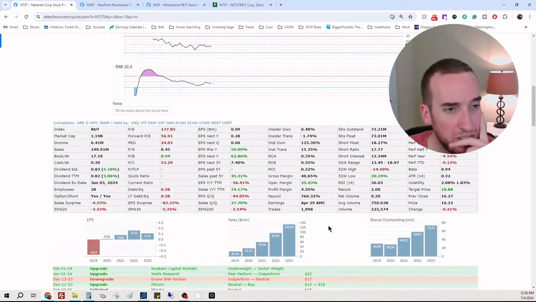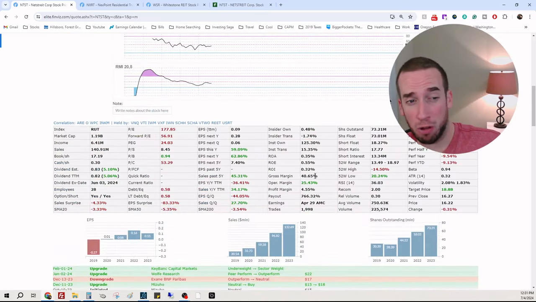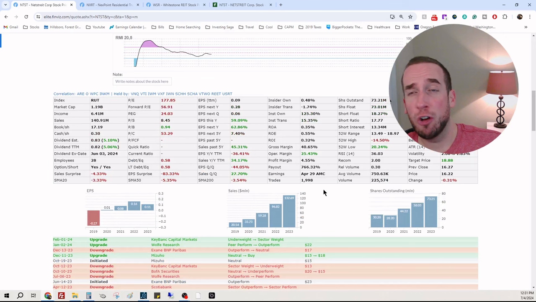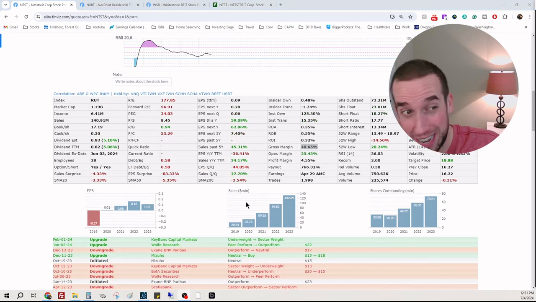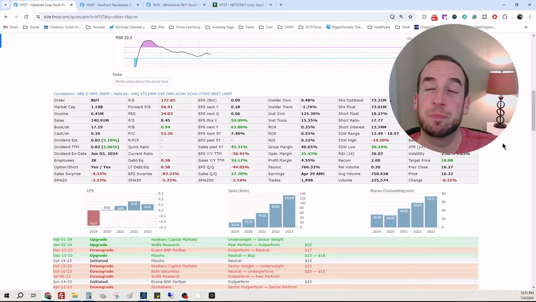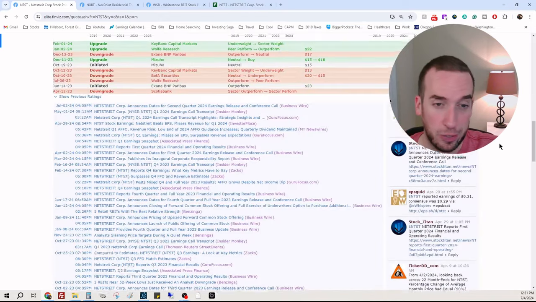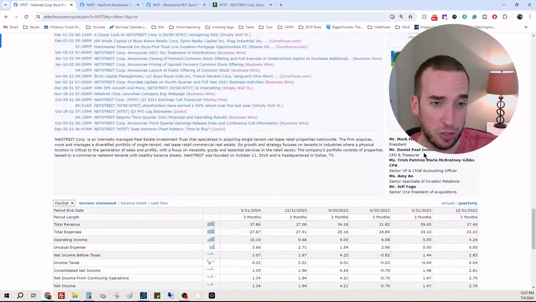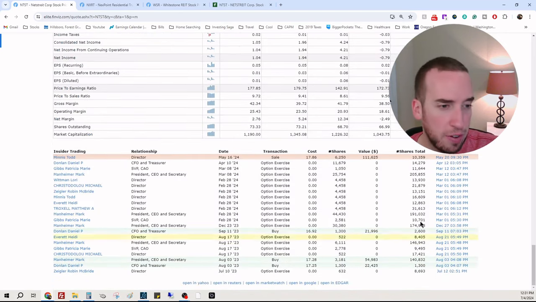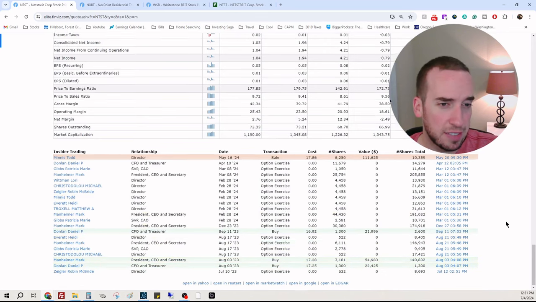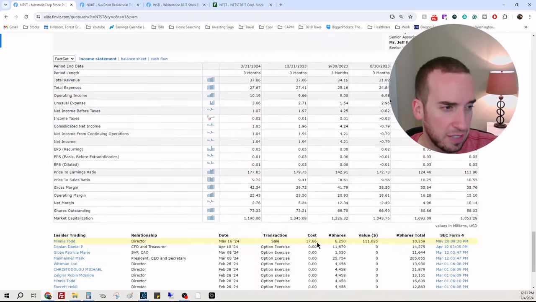And what are their gross margins? Whoa. Yo, 40% for a REIT? This is something. This is special. This guy, Mark Mannheimer. Hey, there's no red flags down here either. No red flags. Okay, well, who is this?